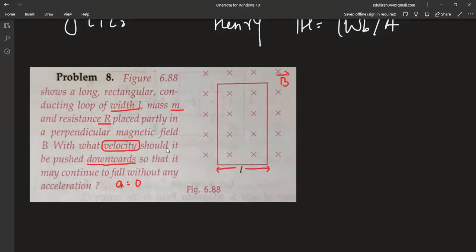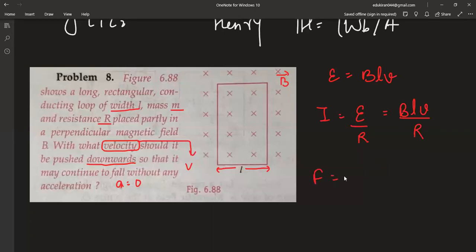See, suppose the frame falls with uniform velocity v. This velocity, we are assuming it to be v. All right. So EMF will be BLV. Motional EMF across the ends of the upper arm will be BLV. Current in the circuit will be voltage divided by resistance, that is BLV divided by the resistance R. When we are talking about the magnetic force, with respect to the length of the wire, how do we write it? BIL.